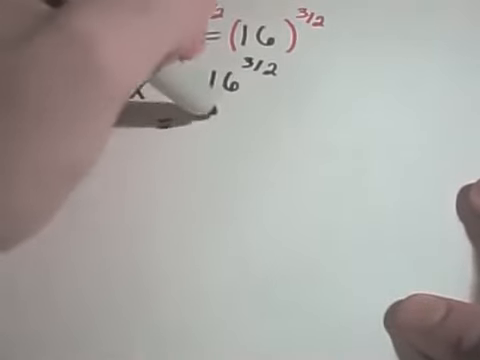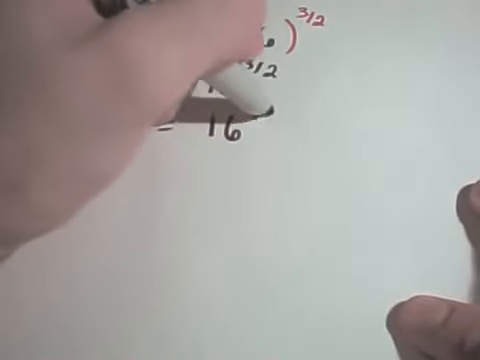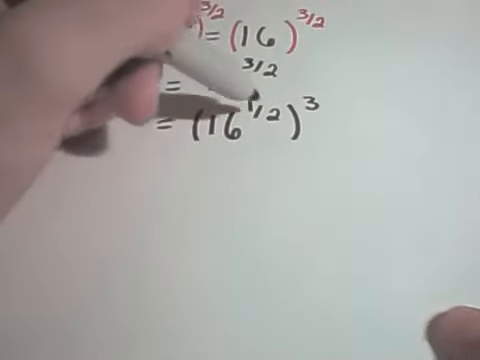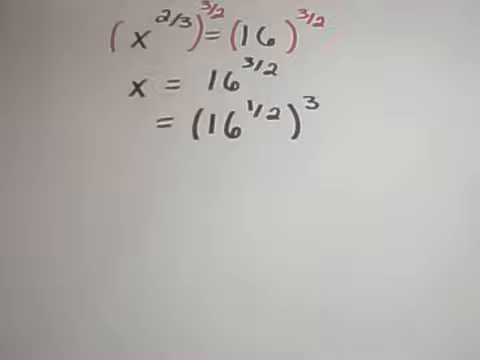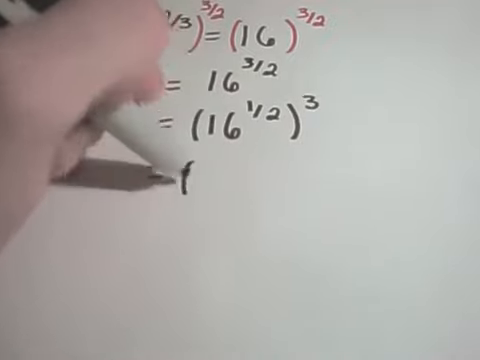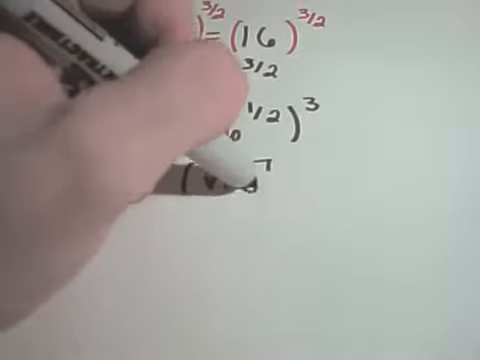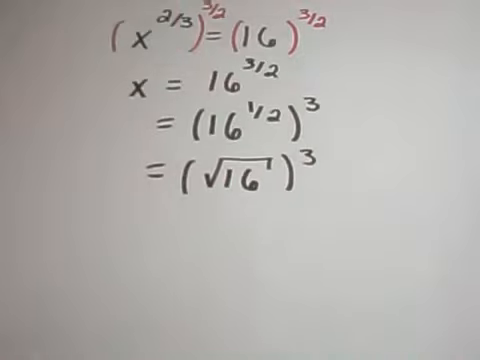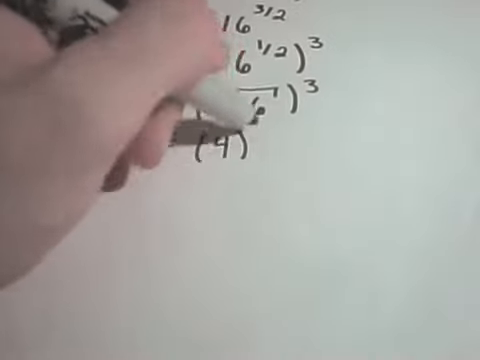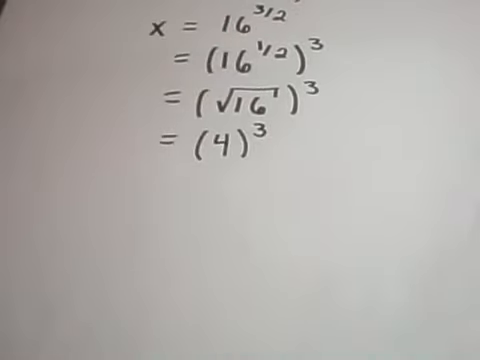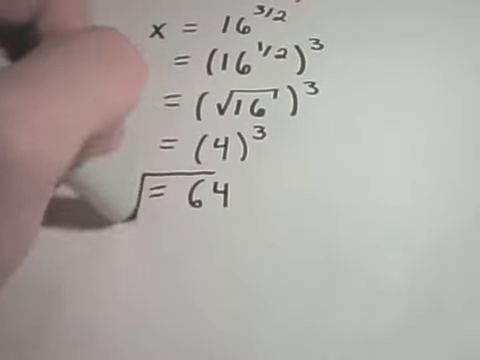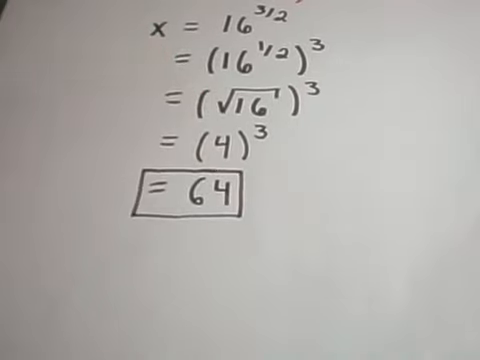But I can write 16 to the 3/2 as 16 to the 1/2 raised to the 3rd power, because remember, again, it's in parentheses, so 1/2 times 3 will give me 3/2. But 16 to the 1/2 is the same thing as the square root of 16. The square root of 16 is 4. And 4 cubed, 4 times 4 is 16, times another 4 is 64. That will be our solution in this case.